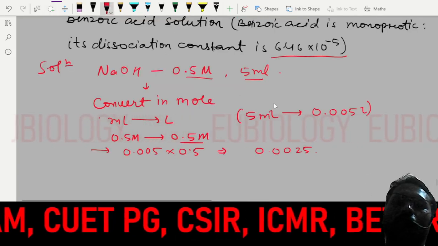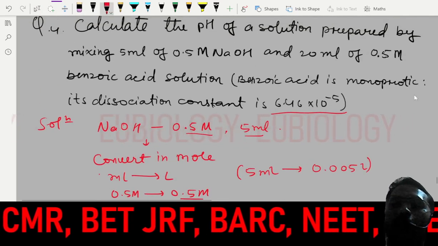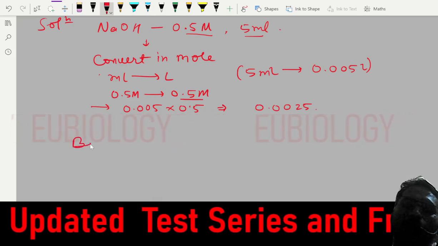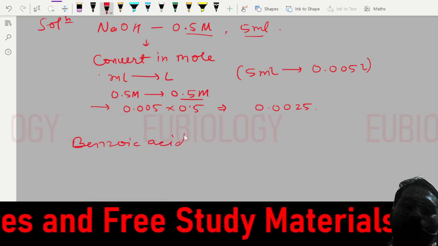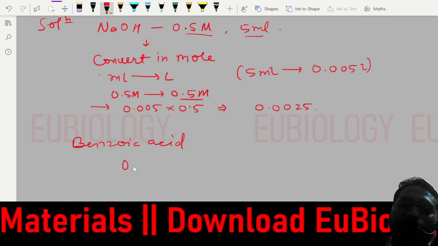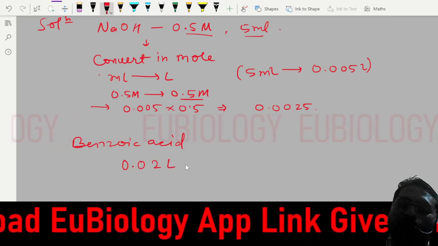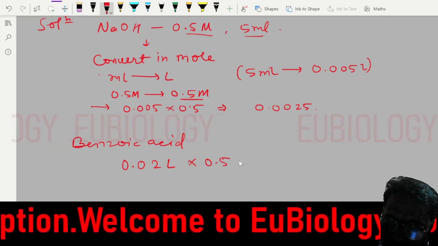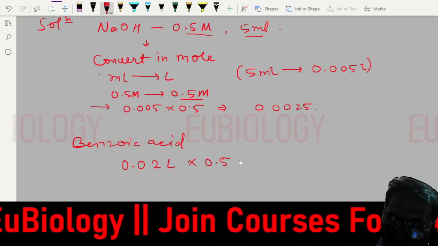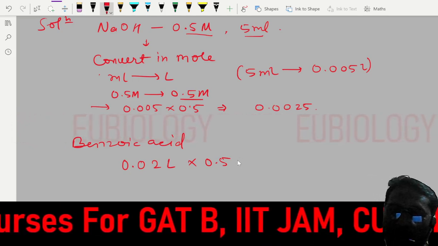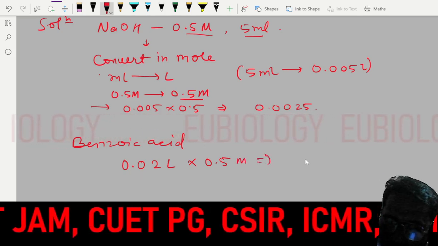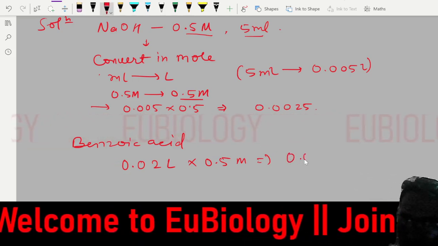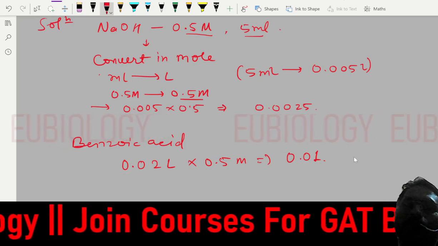Same we have to do for the other molecule, which is our benzoic acid. So benzoic acid will be how much? 20 ml of 0.5 molar benzoic acid solution. So how many liters will it be? 0.02 liter, into 0.5 molar. So it will be around how much? 0.01. So benzoic acid is our acid, and then NaOH is our base.